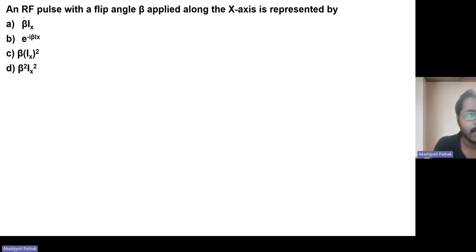So the question is this: an RF pulse with a flip angle beta applied along the x-axis is represented by. So the options are beta Ix, e to the power minus i beta Ix, whole square, beta square, Ix square. So I'll wait for a few moments so that you can think on this and try to answer what might be the correct option for this question.